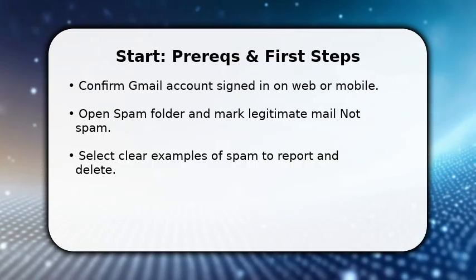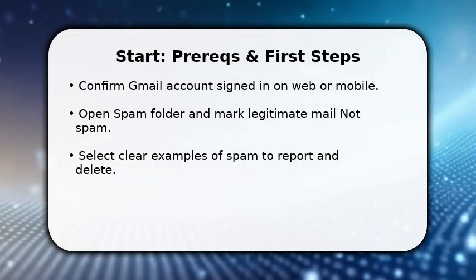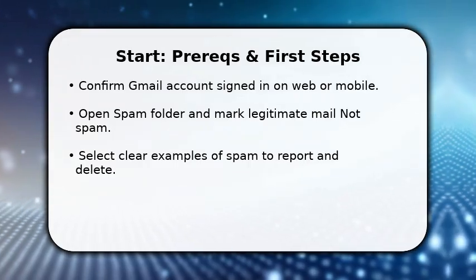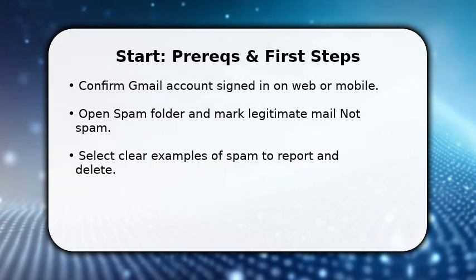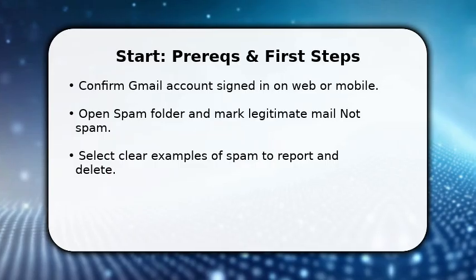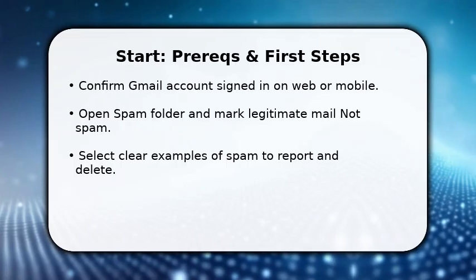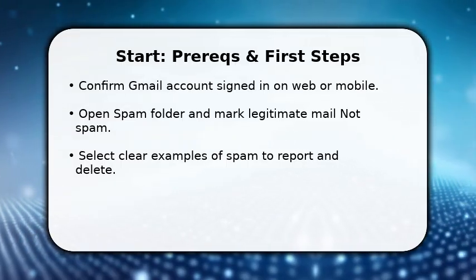You begin by signing into Gmail on the web so you have full controls. Once done, open the spam folder and mark any legitimate messages not spam so Gmail learns. Next, identify clear spam examples, open one, click the three-dot menu, and choose Report Spam or Block Sender. This trains filters immediately and removes the worst senders from your inbox.